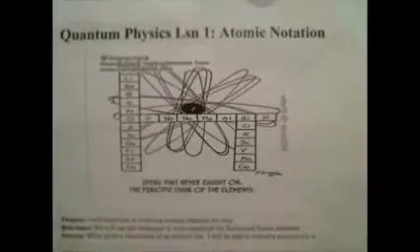Quantum Physics, Lesson 1, Atomic Notation. Today's purpose is to learn how to write the isotopic notation for ions. The relevance is that we will be using this technique to write equations for fission and fusion reactions, a lot like a chemistry equation. Success: when given a description of an atom or an ion, I'll be able to write the notation for it.